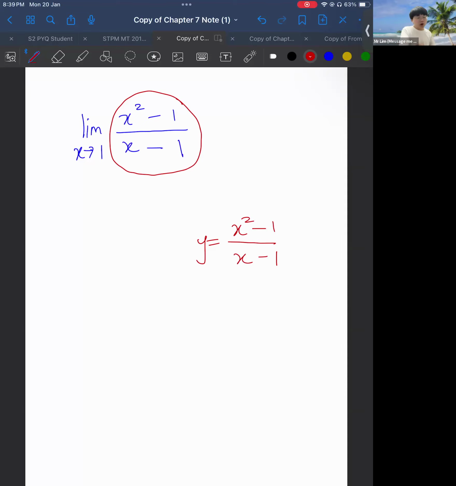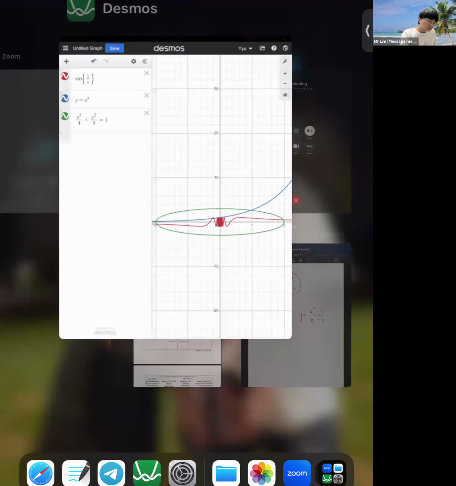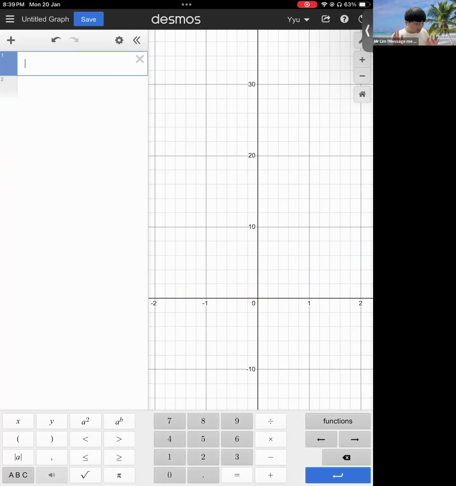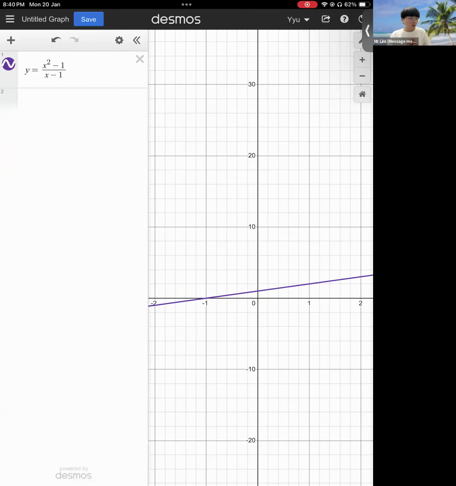So can we try to plot this graph in your calculator first? Let us plot to visualize what's happening. Now let me plot the graph of y equals, you can do it together also. For a fraction, just type divide. x squared minus 1 over x minus 1, for example. Oh, why is it a straight line? Okay, never mind.